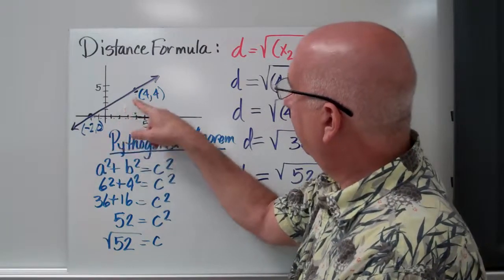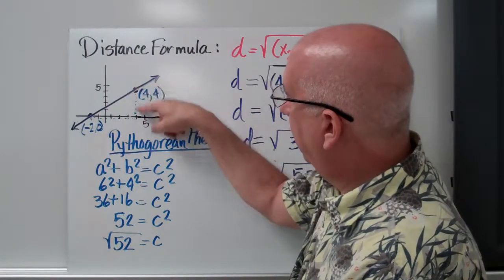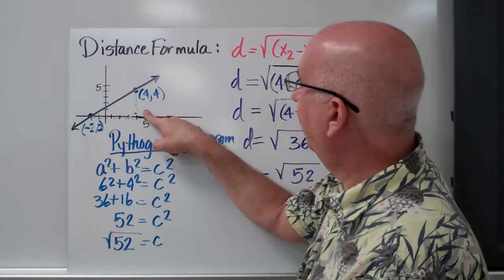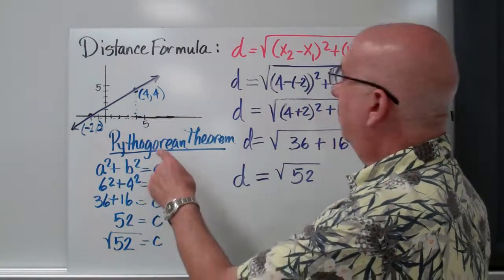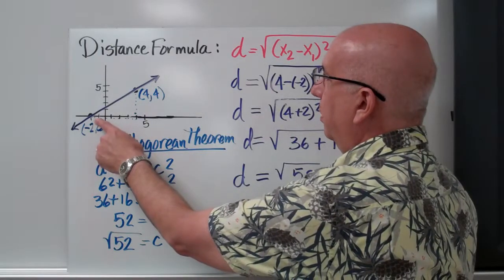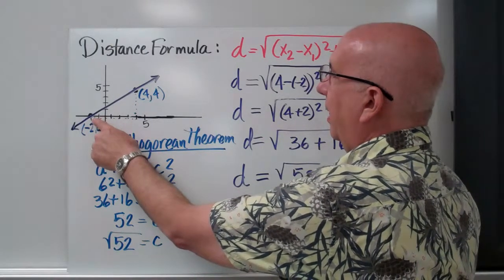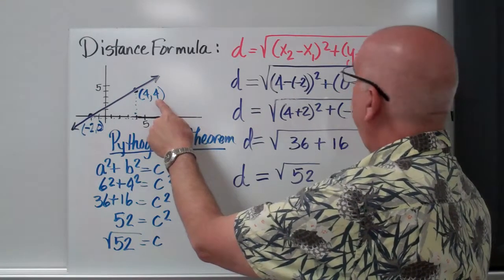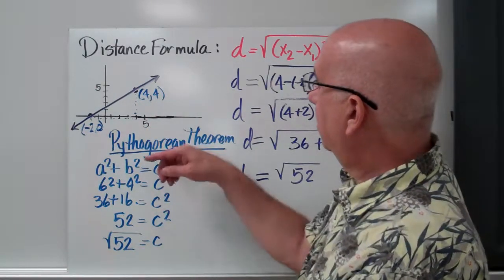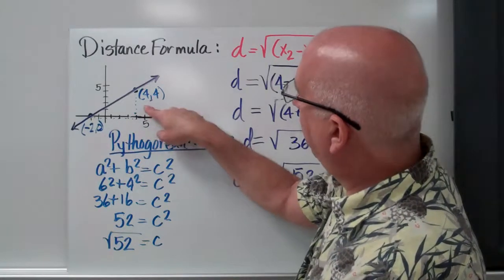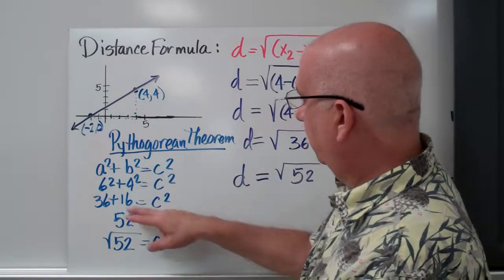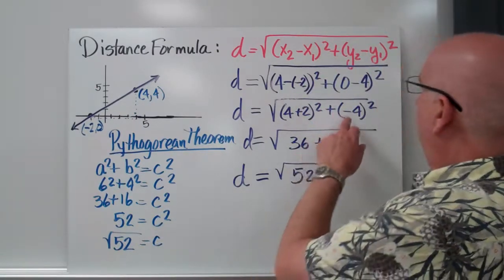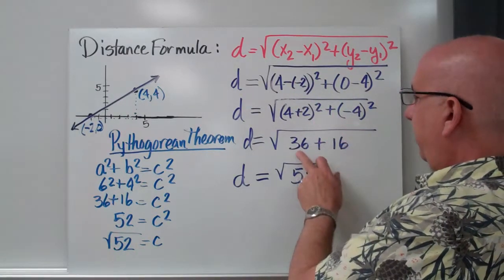Then we do the same thing for the y's. The distance between here, well, there's 4 strikes, so it's 4 units. Now, where did it come from? Well, y sub 2, 4, minus the first y, right here, 0, is 4. So 4 squared is 16, which is what I've got here.